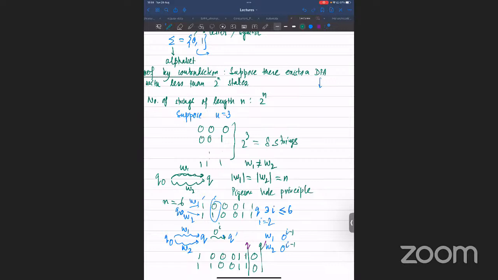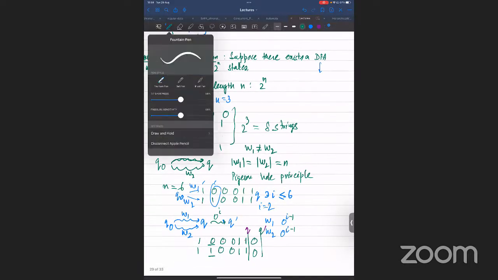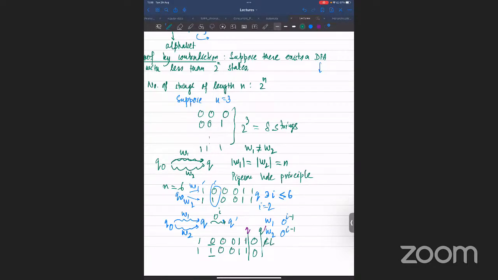So it is Q prime, correct? So now you see that the sixth character here is a 0 and the sixth character here is a 1, right? So in this DFA, what is happening? So this one does not belong to L6. This belongs to L6, correct? Now starting from Q0, reading this, you are reaching the same state Q prime. Now this one should be accepted because this is in the language. This one should not be accepted because it is not in the language, but you are reaching the same state Q prime and hence the contradiction.